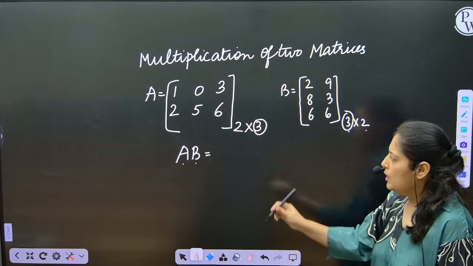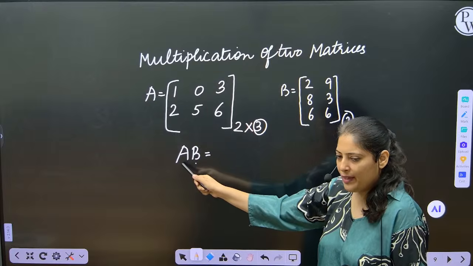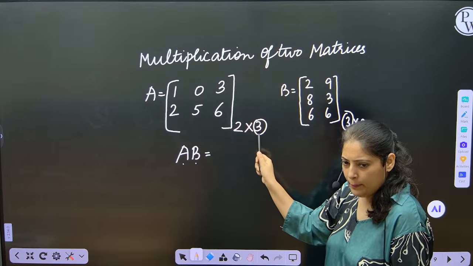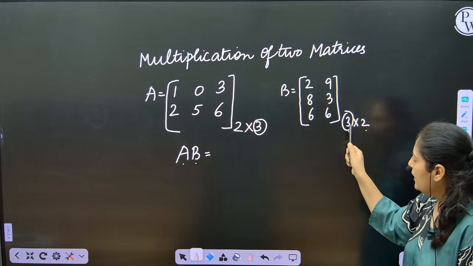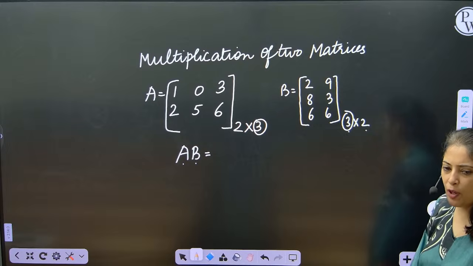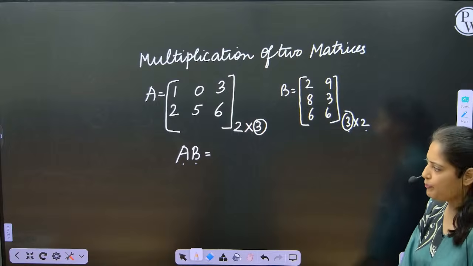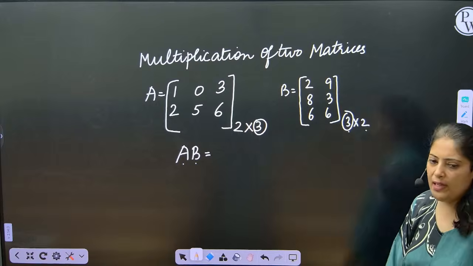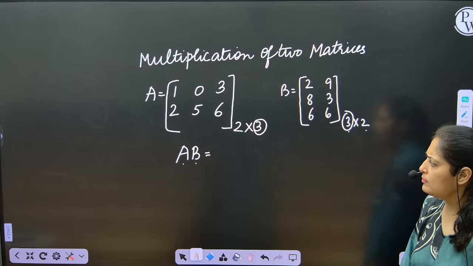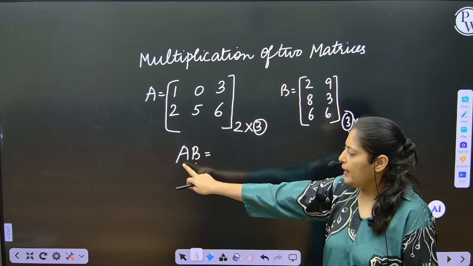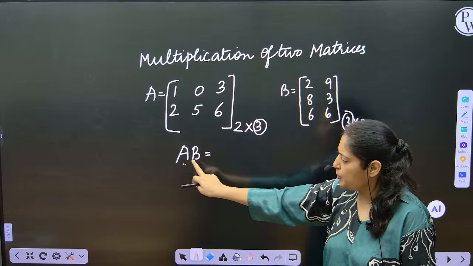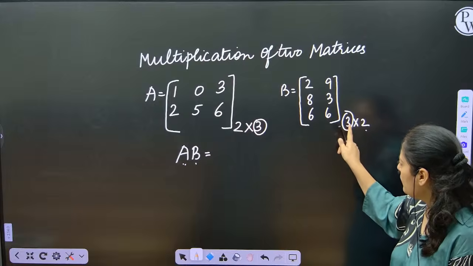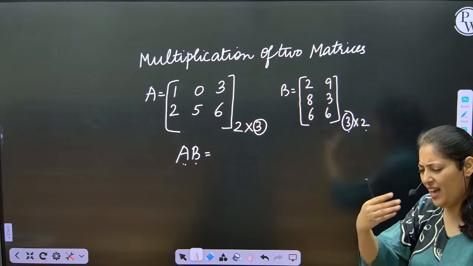Repeating. First I have taken A column, B row, number of rows, number of columns. Okay, so A's number of column should be equal to B's number of row. Second number should be equal to first number. Anything, any language you understand.